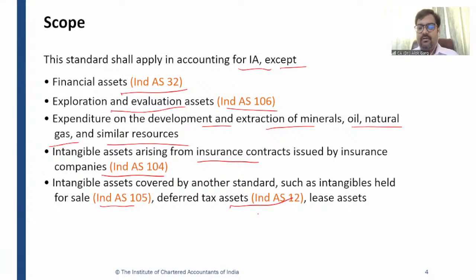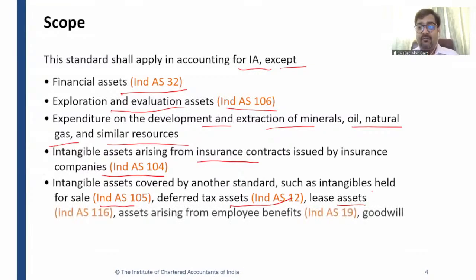Deferred tax assets. Again, it is an intangible asset, but it is covered under Ind AS 12. Lease assets, it is covered under Ind AS 116. Asset arising from employee benefit, it is covered under Ind AS 19.